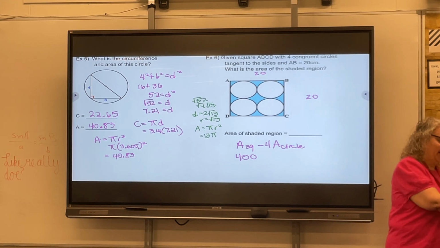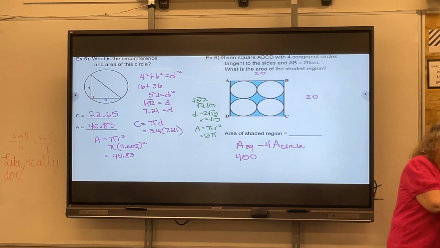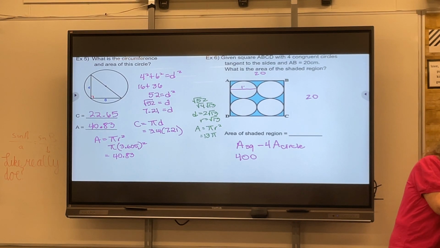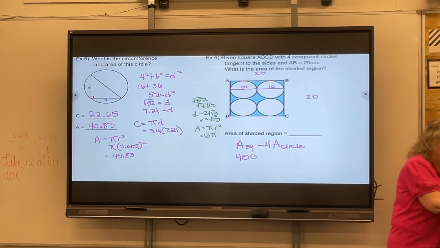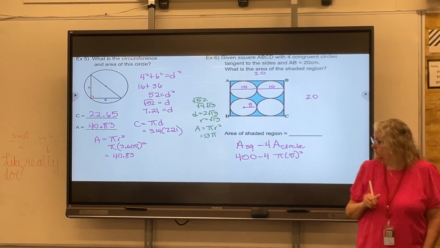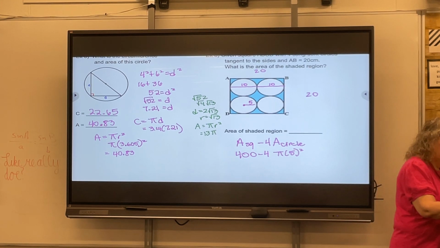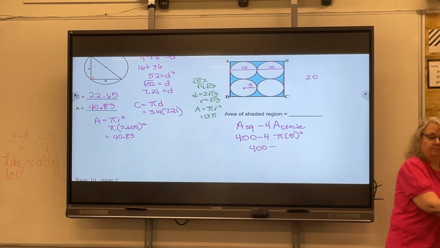So how do I find those circles, boys? You were talking about it. The diameter of each of these is 10, because you see that it has to go all the way across, so they're all 10. So what's the radius of all those circles? 5. So I'm going to do minus 4 pi, radius 5 squared. There are 4 of those circles. So 400 minus 200 pi.